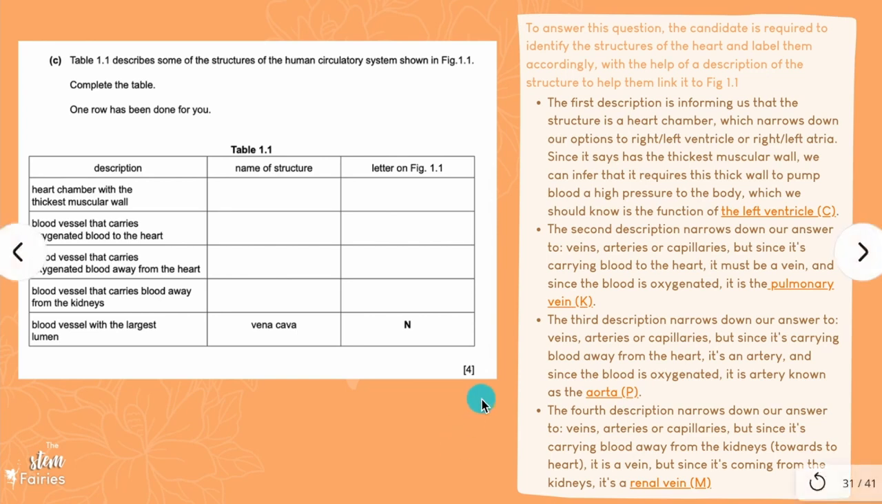A way to remember and be able to differentiate between a vein and an artery is that vein ends in IN, so in, so it's going into the heart, while artery starts with an A and it's away from the heart.